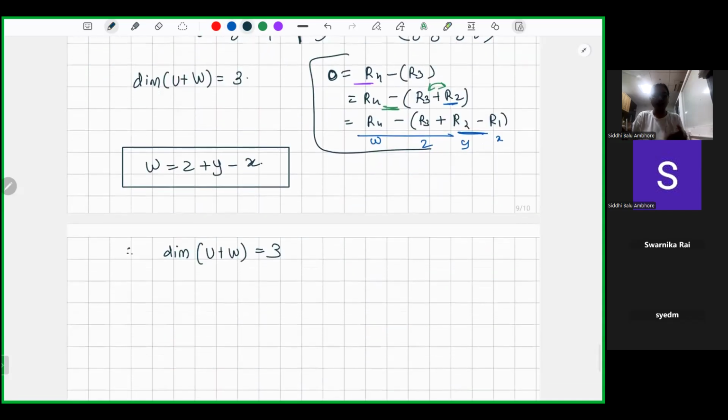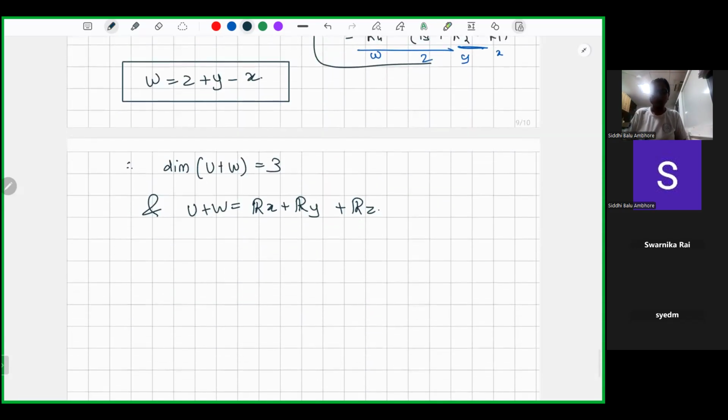And that's why the dimension of U plus W is 3, and U plus W is generated by Rx plus Ry plus Rz. So it is a three-dimensional vector space. And now they are asking the dimension of U intersection W.